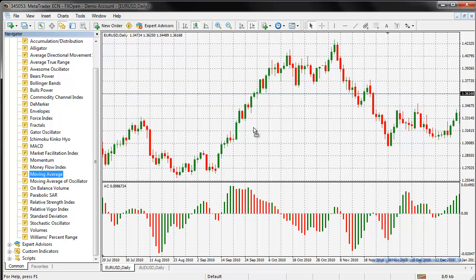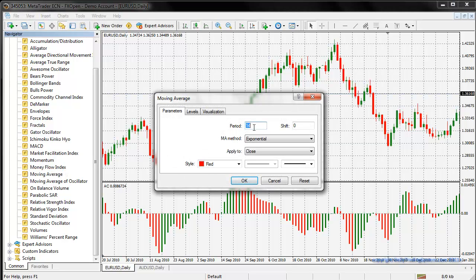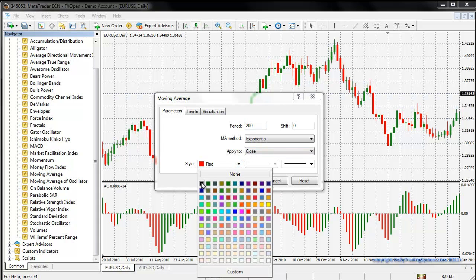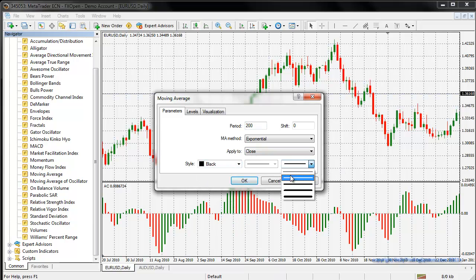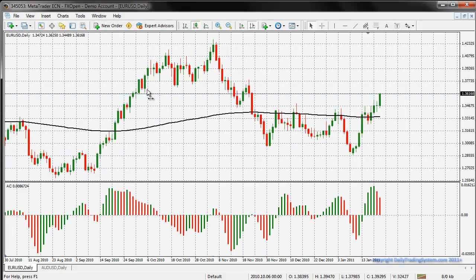Alright, so what I'm going to do here is left click, drag and drop, and put a 200 exponential moving average, and I'm going to apply it in black with a thickness of the second grade. The reason I'm doing that is this is what all professional traders do.